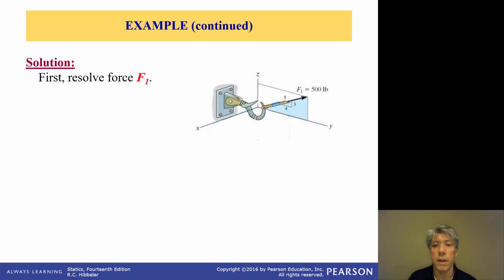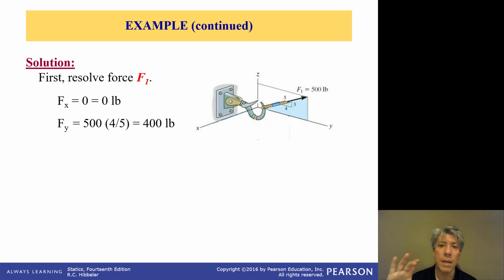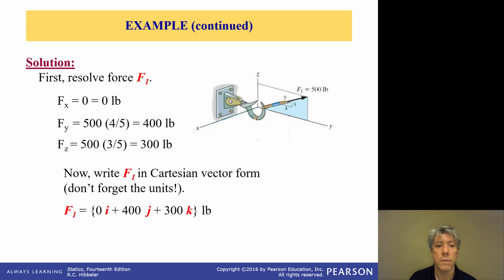So first of all, let's resolve F1. That's pretty straightforward. The amount of force from F1 in the x direction is 0. The vector doesn't have any length along that direction. But Fy, the y component of F1, remember y is not pointing up now, it's pointing off and to the right. Well, then that would be 4/5 of the 500 pounds, so 400 pounds. Whereas Fz, the vertical component, would be 3/5 of the 500 pounds, or in other words, 300 pounds.